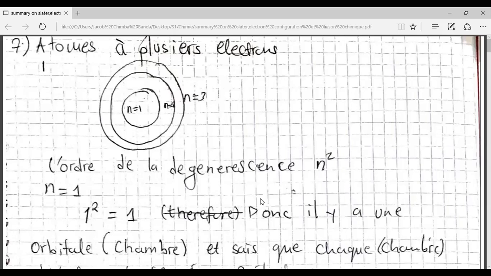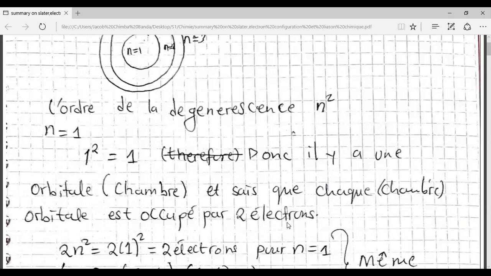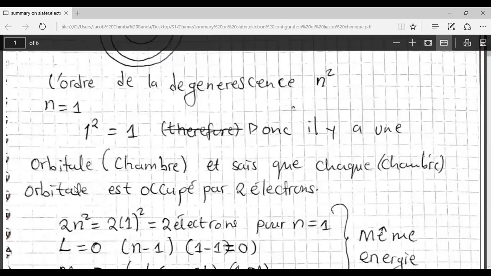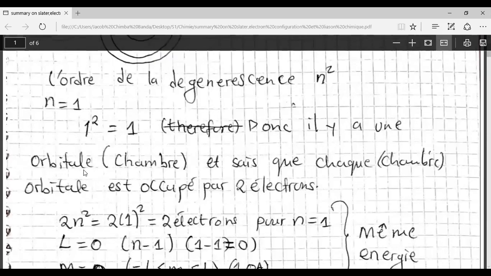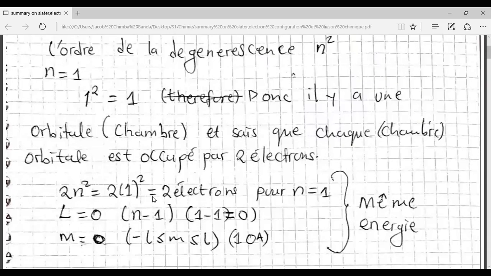So we know that each room is occupied by 2 electrons, which we get from n squared, and each room is occupied by what? 2 electrons. So this is the formula we use to calculate the number of electrons which will occupy that orbital. So we see that 2n squared is equal to 2 times 1 squared, which proves our theorem that it only has 2 electrons, for n equal to 1.